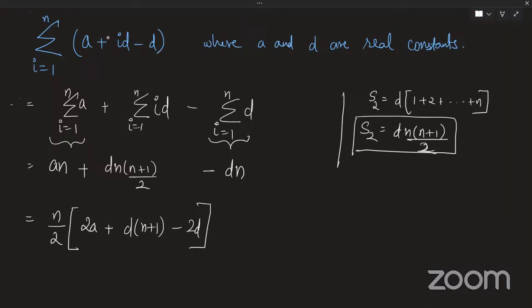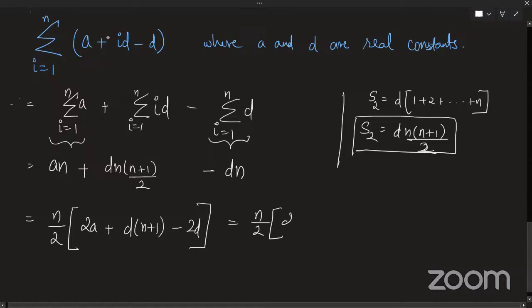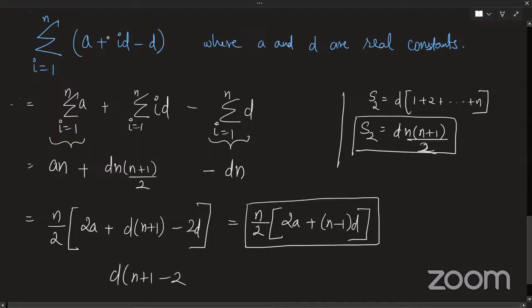Now just try to look inside the inner bracket. So it is n by 2 into 2a plus, how much is it? It is n minus 1 into d. You got it? You take d common, so it is d into n plus 1 minus 2. What is n plus 1 minus 2? It is n minus 1. So you get this thing. Fine. Distributive property.